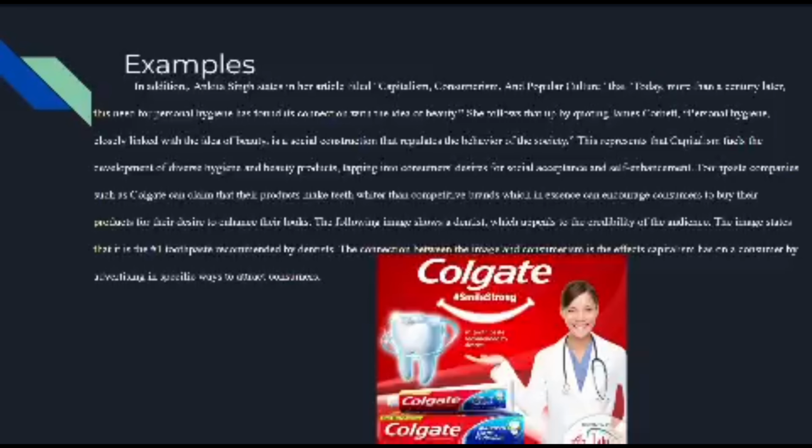Toothpaste companies such as Colgate can claim that their products make teeth whiter than competitive brands, which in essence can encourage consumers to buy their products for the desire to enhance their looks. The following image shows a dentist, which appeals to the credibility of the audience. The image states that it is the number one toothpaste recommended by dentists. The connection between the image and consumerism is the effect capitalism has on a consumer by advertising in specific ways to attract customers.